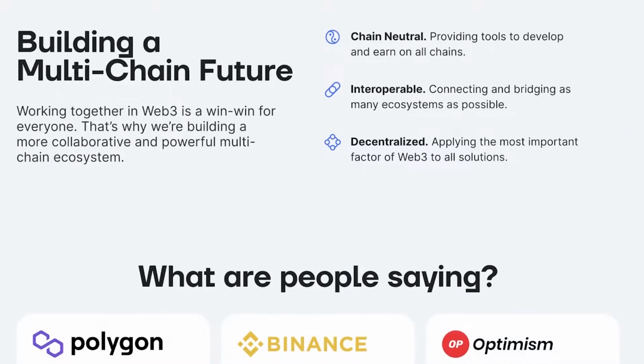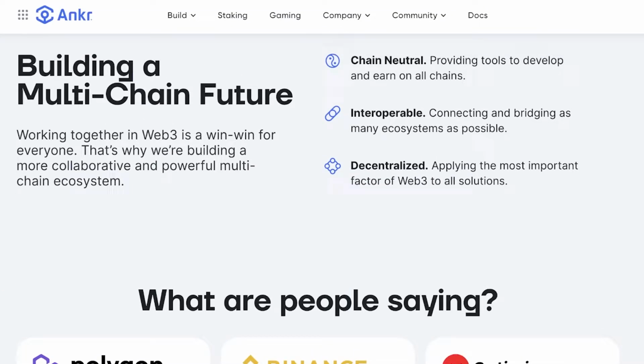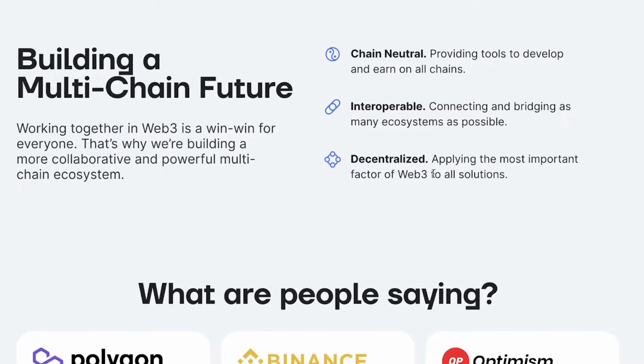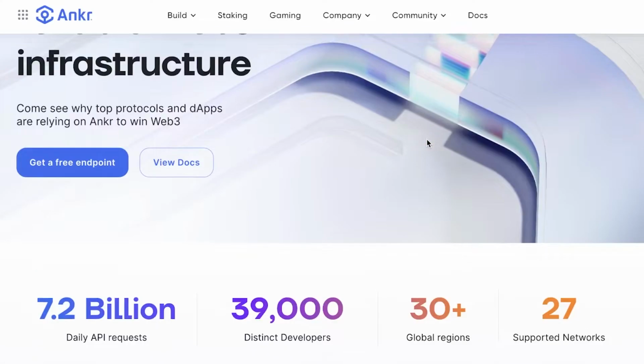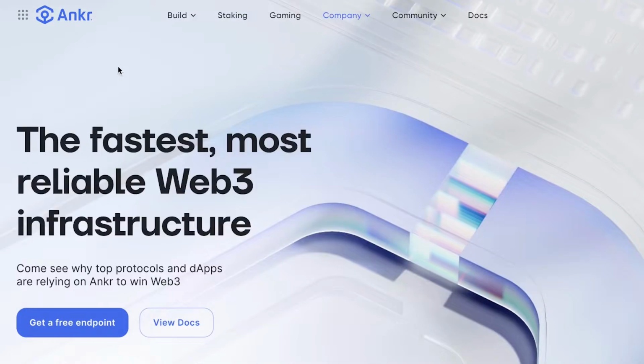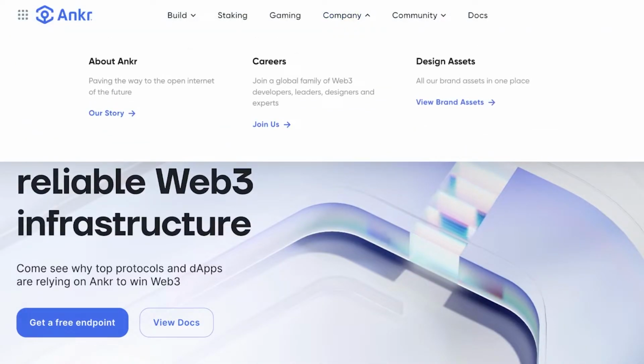Now, if we take a look at the multi-chain future, they provide you a chain-neutral service, and they also have interoperable services connecting and bridging as many ecosystems as possible with a decentralized function. So that is a lot about the Ankr company, the Ankr Web3 infrastructure. What is the Ankr coin like?